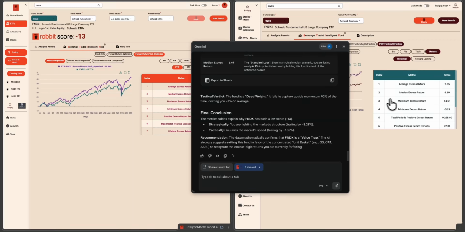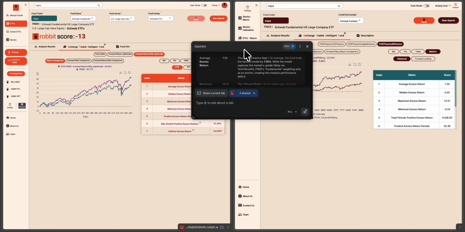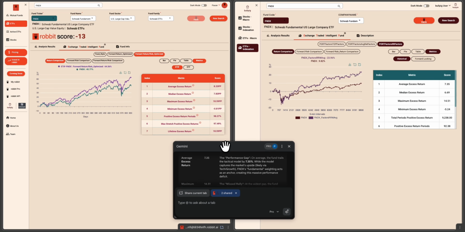Robbit and Bullpig Native Browser AI Metrics Table Analysis, FNDX. Based on the metrics table visible in your active Bullpig screenshot and the background Robbit tab, here is the detailed analysis for FNDX, Schwab Fundamental U.S. Large Company ETF. These tables serve as the statistical proof for the fund's severe -13 bearish rating, quantifying exactly how often and by how much it fails to keep up with the AI's models.